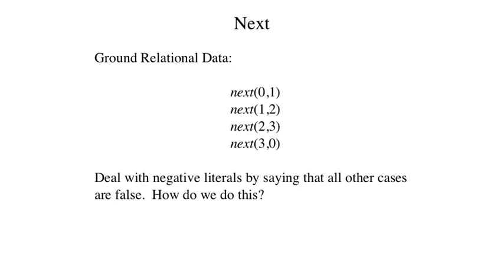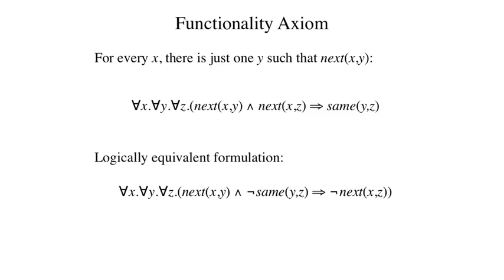Here's another alternative to doing next. In this case, we've written out just the positive relational sentences involving this relation, one for each number and its successor. We can dispense with the negative cases, in fact, by writing just a single logical sentence. The functionality axiom shown here asserts that next is a functional relation. That is, for each number, there is just one successor. In order to see why this saves us the work of writing out the negative literals, we can write this axiom in the equivalent form shown here at the bottom. If next is true of x and an object y, then it's false of x and every other object z.